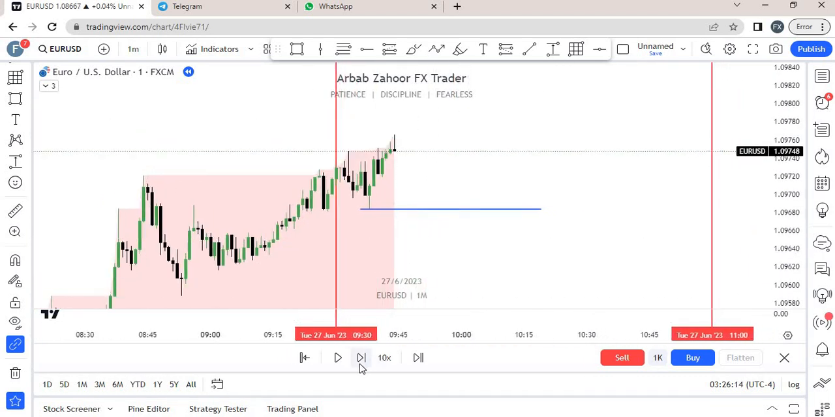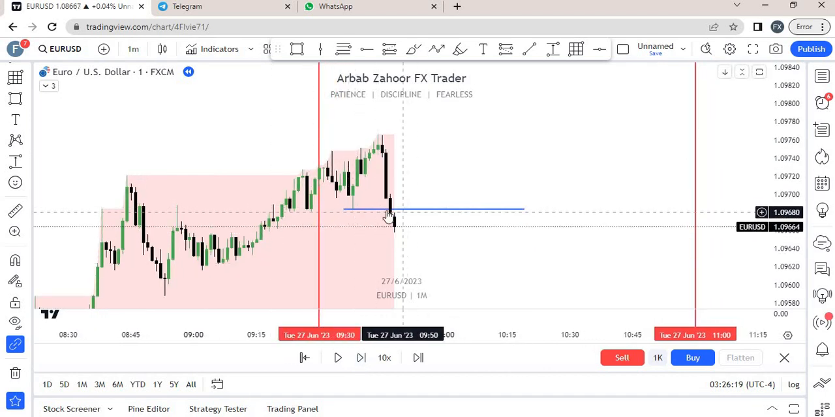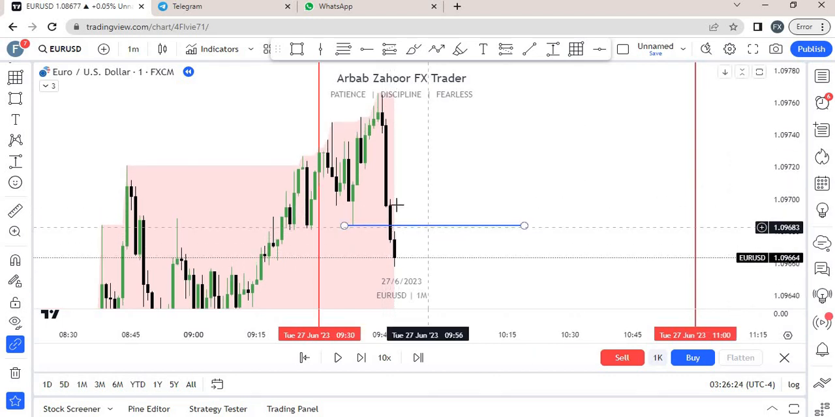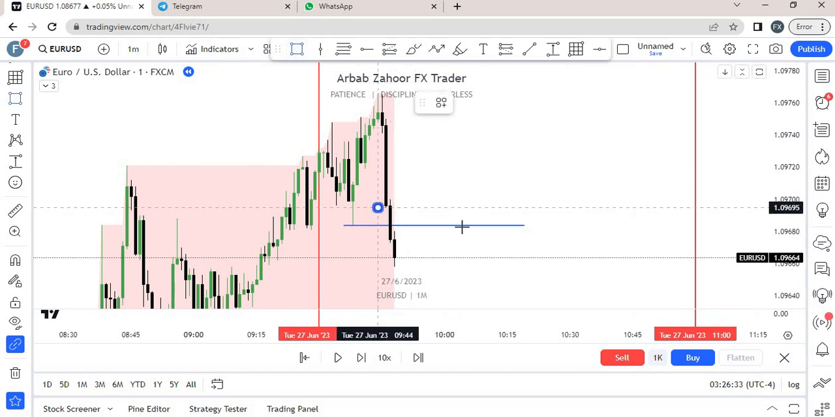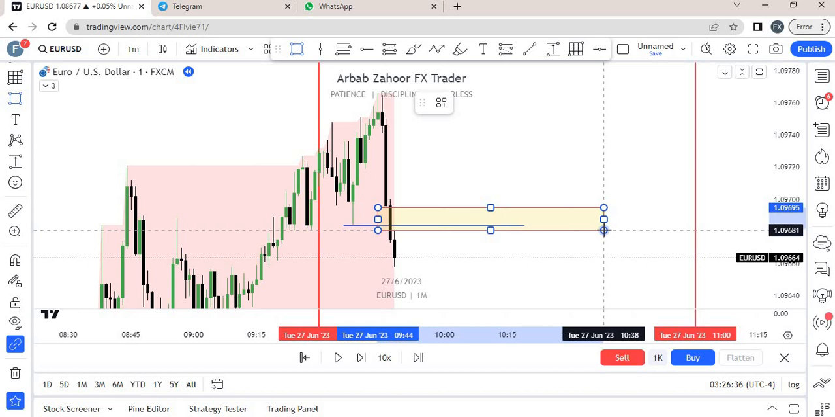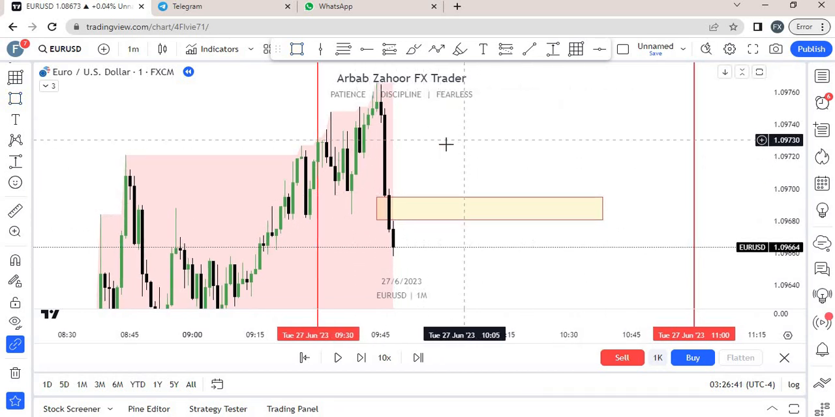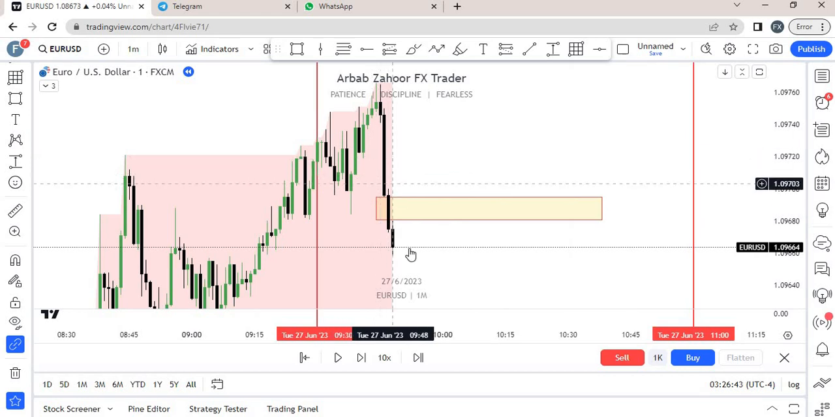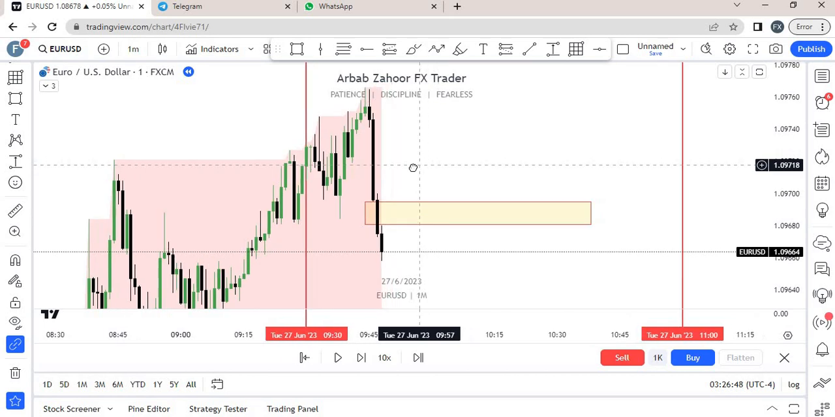So we have to see, yeah, as you see, price made displacement here with a momentum candle. This momentum is not like a wick candle or short candle; it is a real momentum candle. After the momentum candle, does the third candle make a fair value gap? Yeah, there is a fair value gap. A fair value gap is an imbalance in the market created by hedge funds or big players.